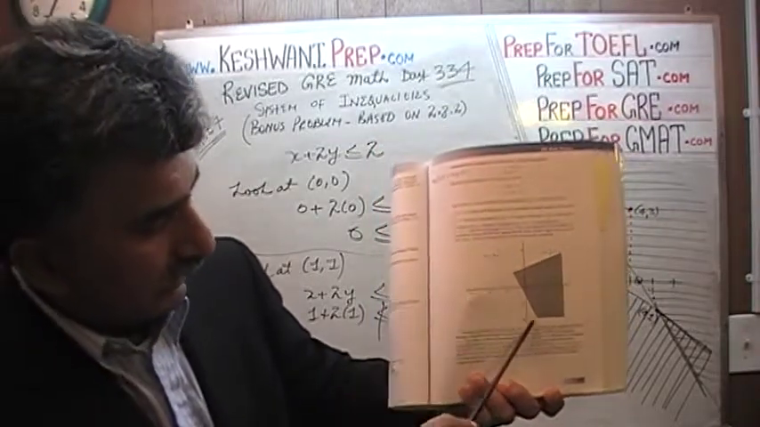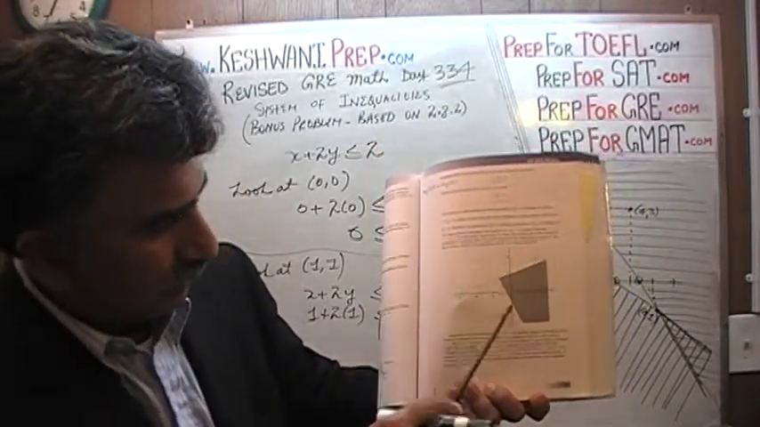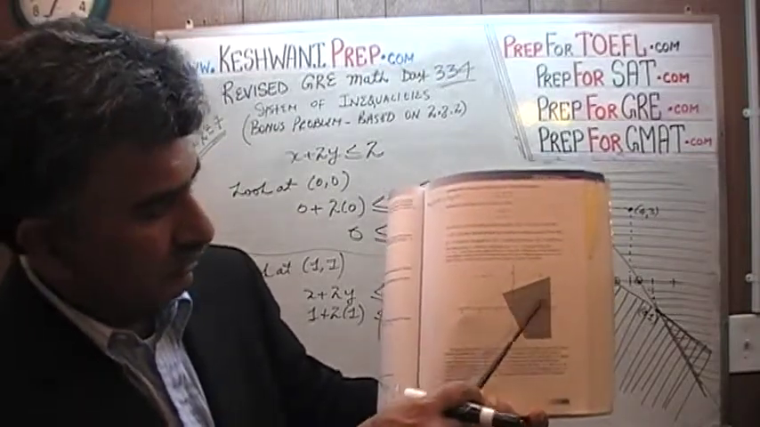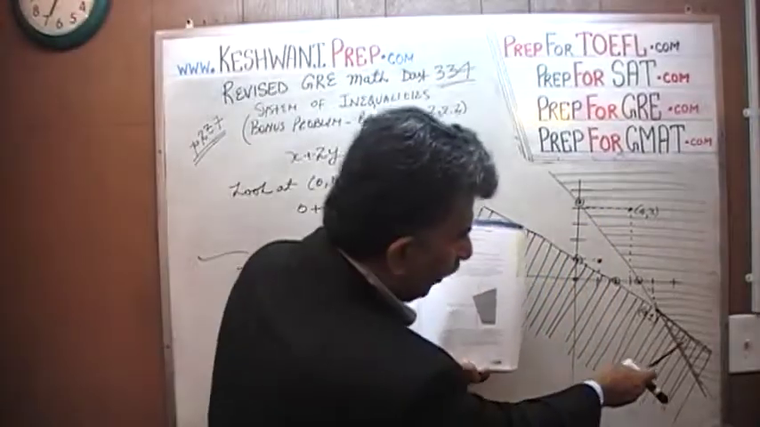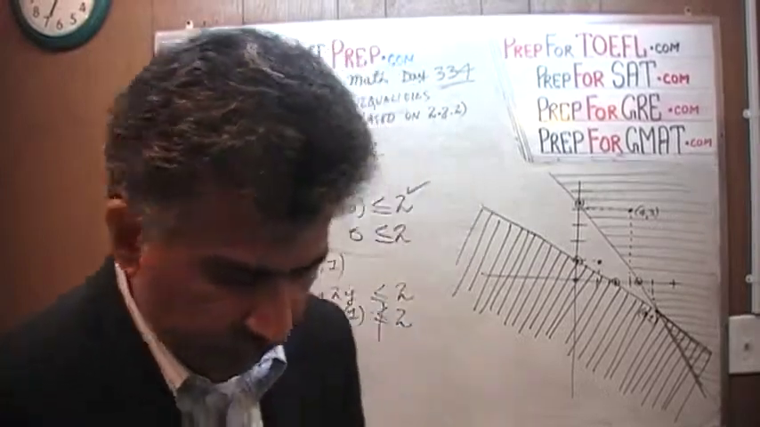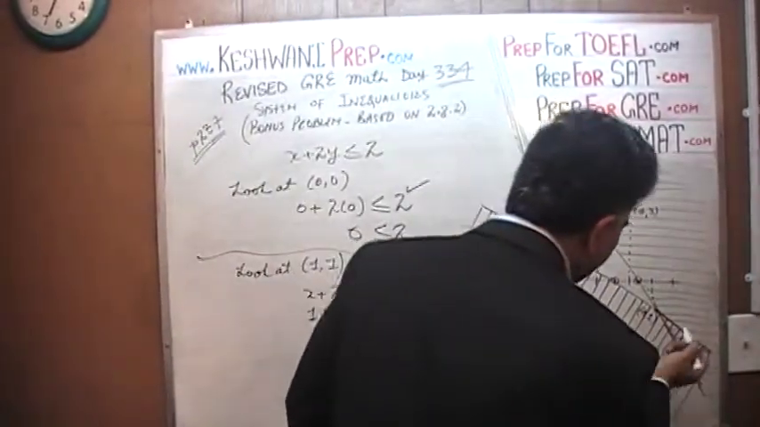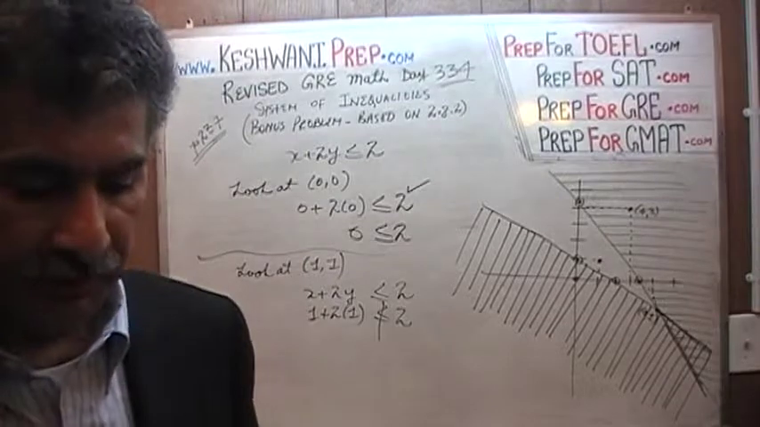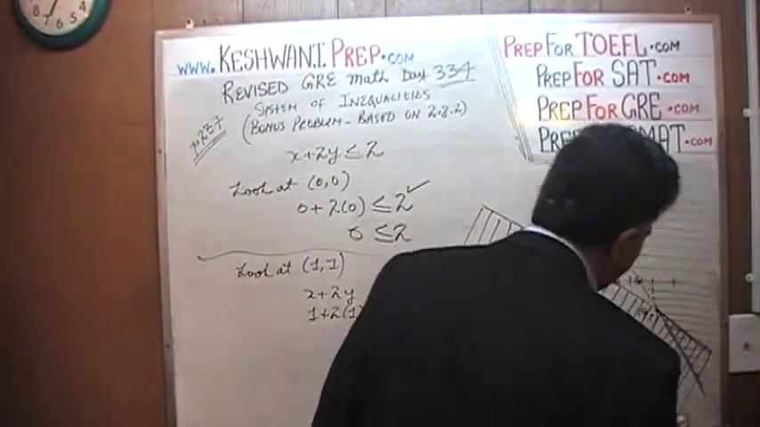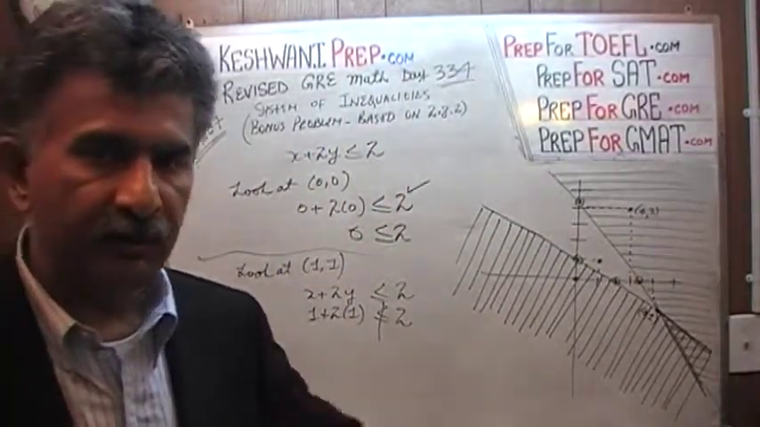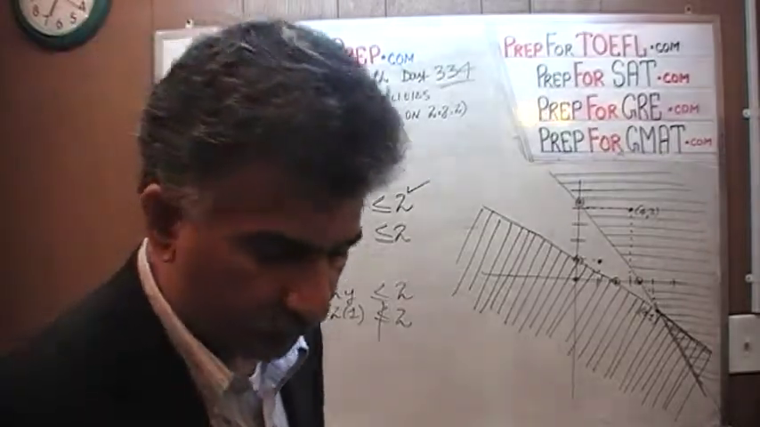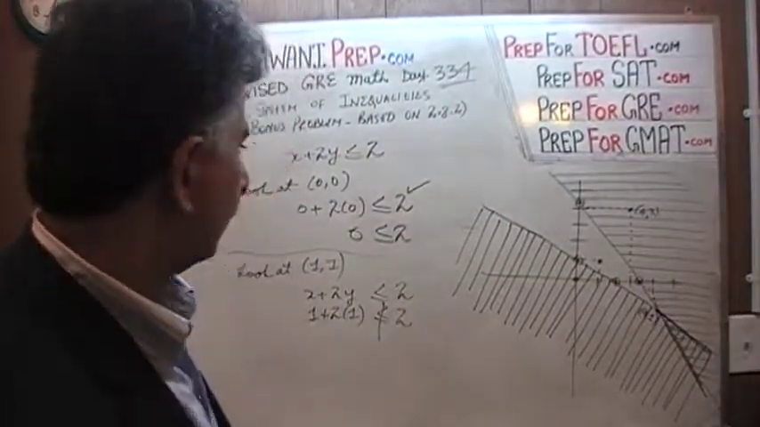Here are the two lines. The solution to one line lies above it, the solution to the other line lies below it, and therefore the overlapping region is right here. Now just to convince you, I will pick one point in that region. If you pick any point at all in that region, it will satisfy both inequalities, which is why it's called the solution region. Just to convince you, I'm going to pick one point and show it to you.